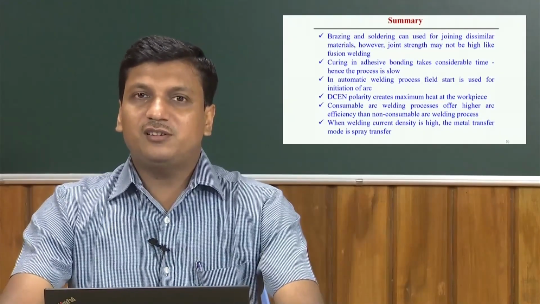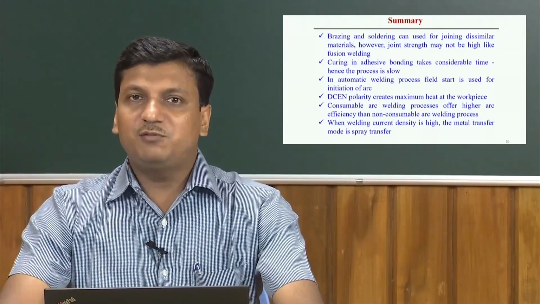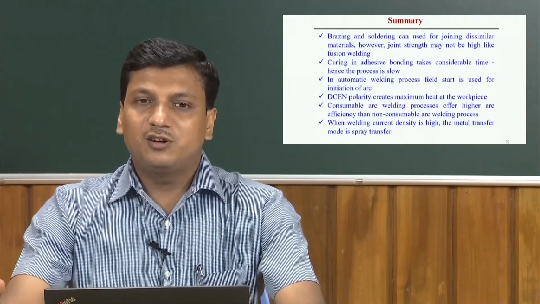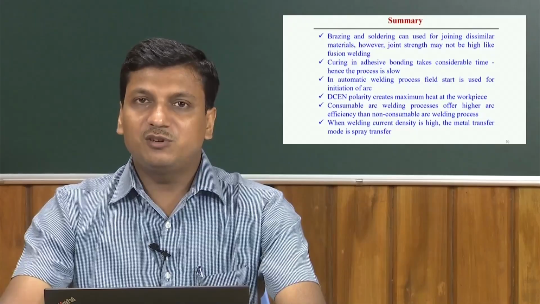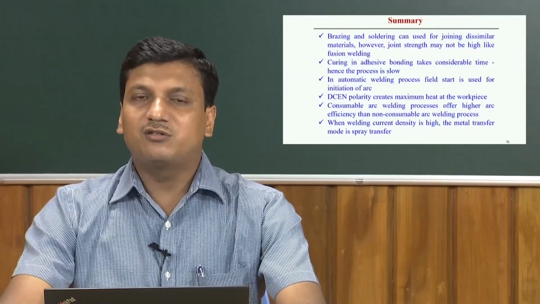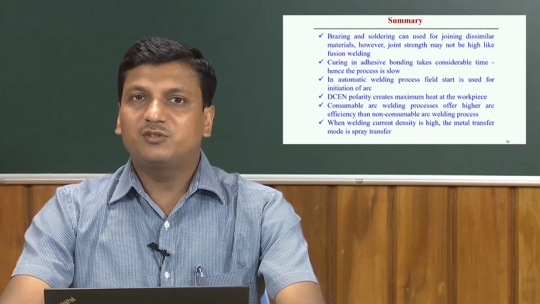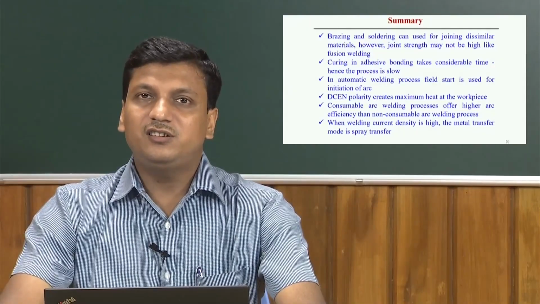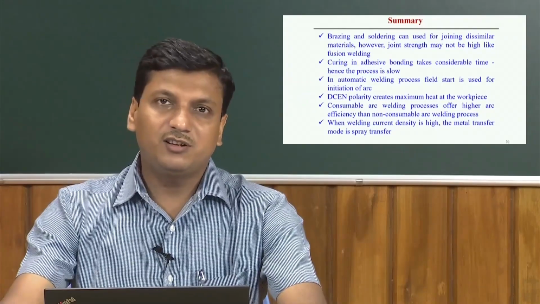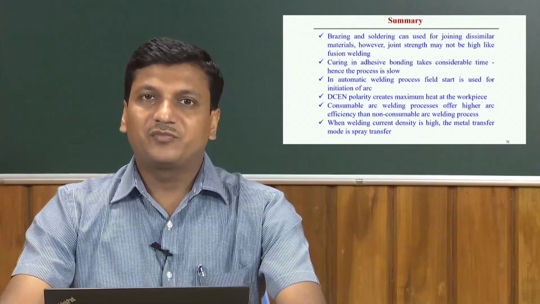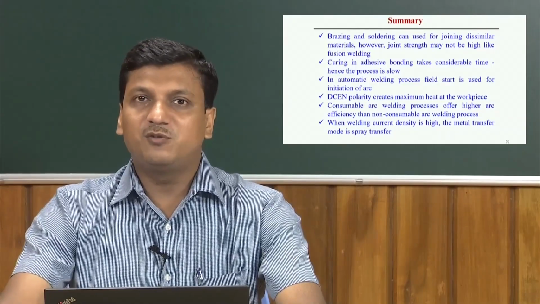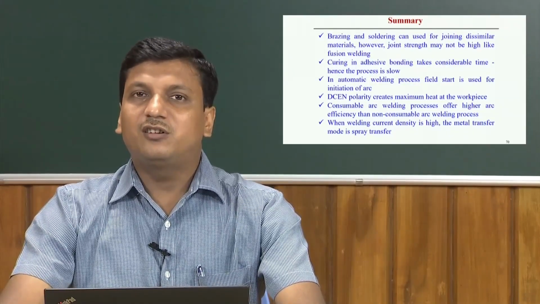In general, if you try to compare the thermal efficiency of a consumable electrode and a non consumable electrode, the efficiency with a consumable electrode is more, because in the case of the consumable electrode, the generated heat consumes the electrode as molten metal, and the molten metal finally becomes part of the weld. So, in that sense the thermal efficiency is more in the case of the consumable electrode.